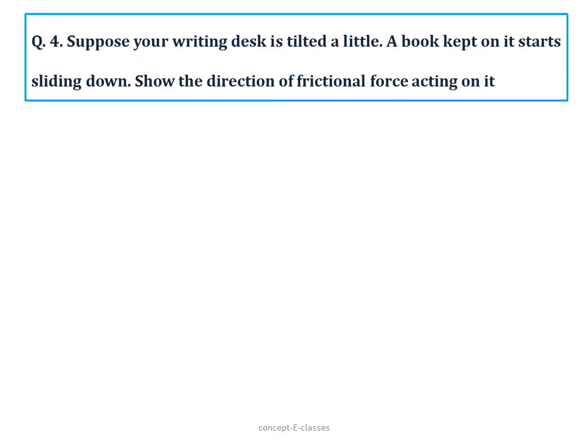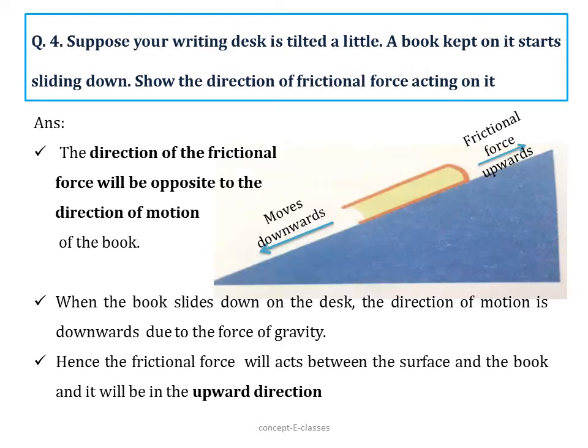Question number 4. Suppose your writing desk is tilted a little and a book kept on it starts sliding down. Now show the direction of the frictional force acting on it. So what will be the direction of the frictional force? It will always be opposite to the direction of the motion of the object. So here the object is the book, and obviously the frictional force would be in the direction opposite to that of the direction of the book.